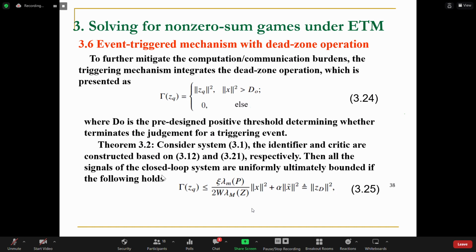In our method, only when the condition is satisfied, the control for every player can be recomputed and updated. But due to the utilization of the dead zone operation, when the control precision is achieved, the control strategy will not be updated, even when the triggering condition is satisfied. Then the system resources can be further saved.